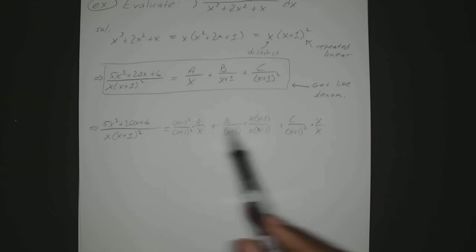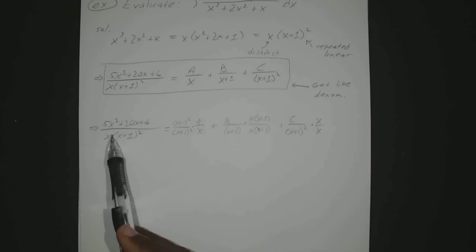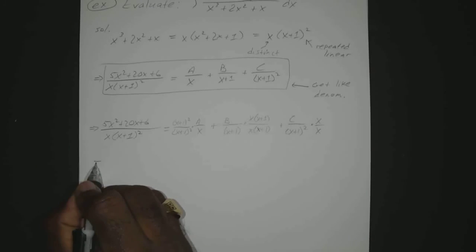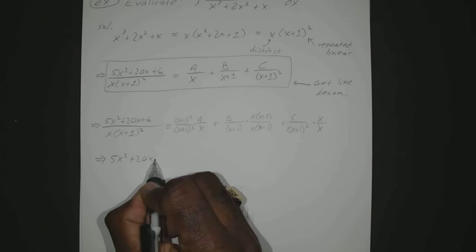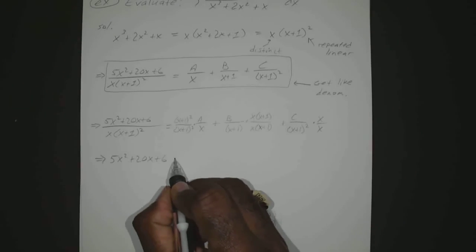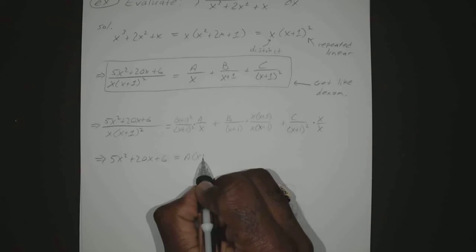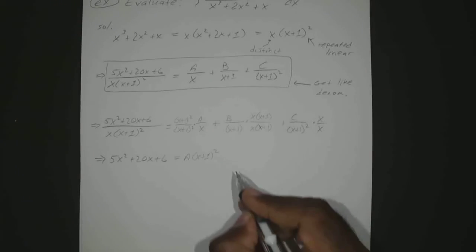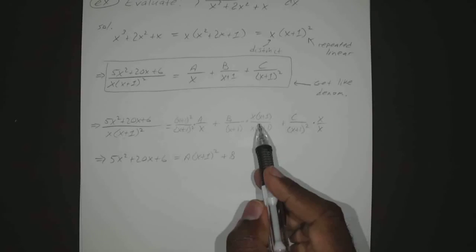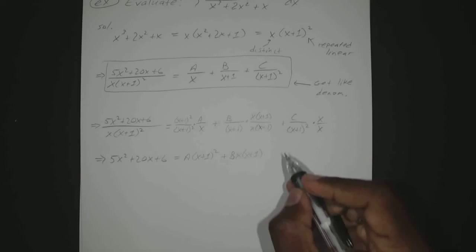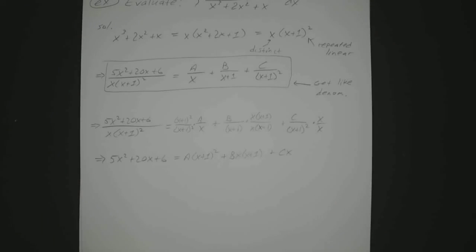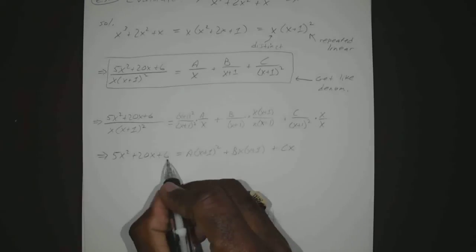Okay. So now if you multiply both sides by the common denominator, all the denominators will cancel out. So that leaves us with 5x squared plus 20x plus 6 equals A times x plus 1 squared plus B times x plus 1 plus Cx. So it's at that part we start to use our strategic substitution.